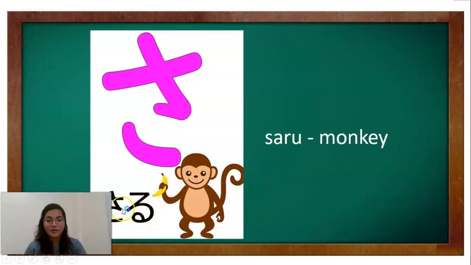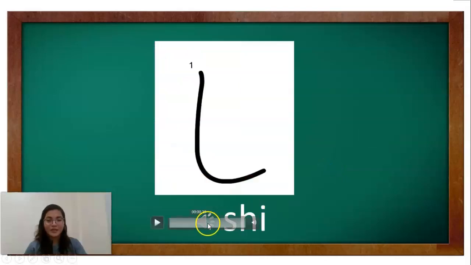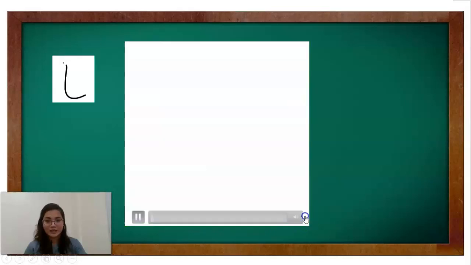Saru. Saru means monkey. Okay, next is shi. Shi has 1 stroke. 1. Okay, let's try it again. 1.